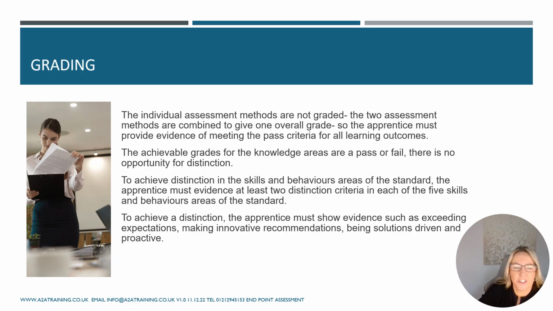To achieve a distinction in the skills and behaviours areas of the standard, the apprentice must evidence at least 2 distinction criteria in each of the 5 skills and behaviours of the standard. To achieve a distinction overall, the apprentice must show evidence such as exceeding expectations, making innovative recommendations, and being solutions driven and proactive.